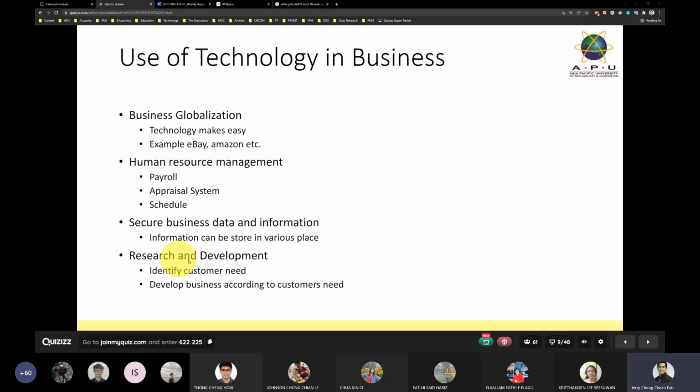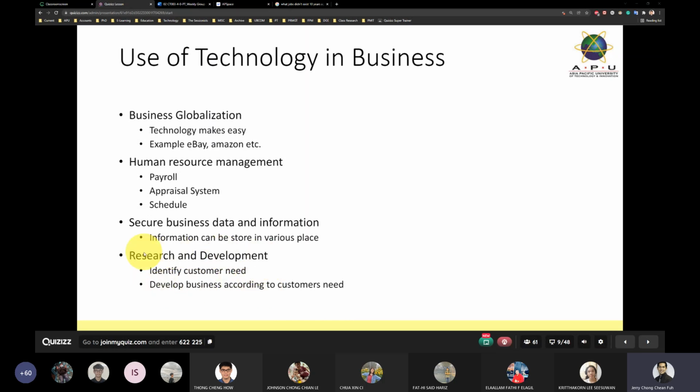Not forgetting, R&D has definitely been affected by technology a lot as well, in two aspects as highlighted here: to identify a customer's need, to find out what customers really want, as well as developing the business according to the customer's need.